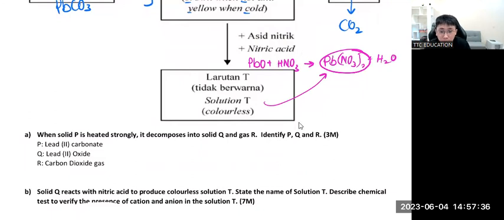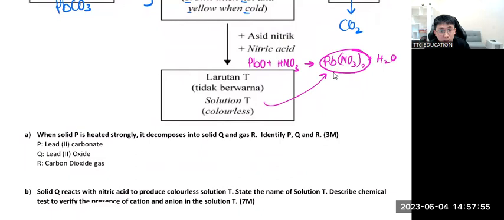But then they want you to describe the test for lead(II) and the anion. So how do we test lead(II)? How do we test Pb2+? If you go back to our notes in the front, to test Pb2+, how?